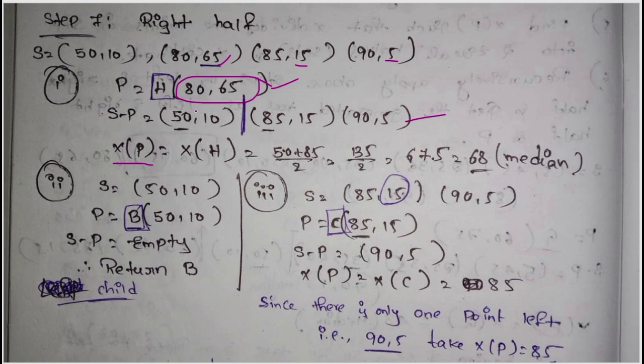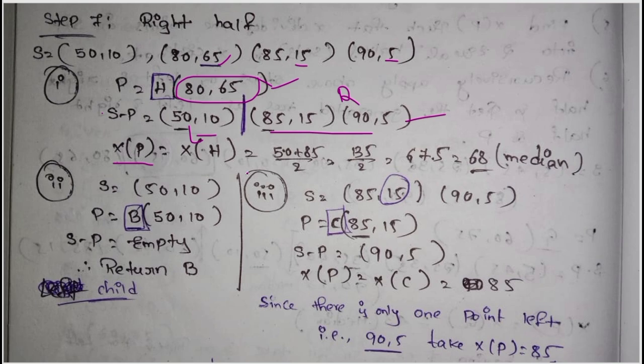For this, I need to divide these values in S minus P into 2 equal halves. But here I have 3 values. So I am taking 1 on one side and the remaining 2 on the second side, that means on the other side. This is the left side and this is the right side. So see here, X of P equals X of H.